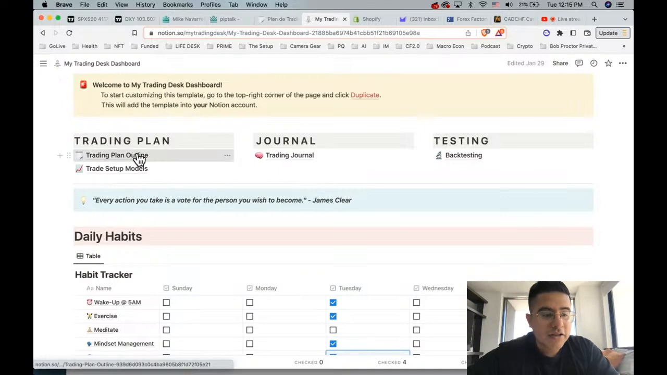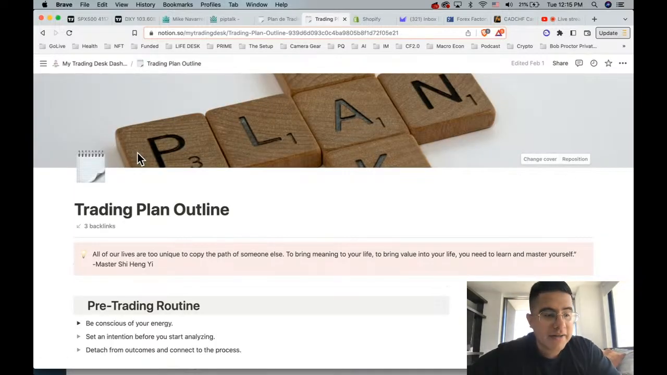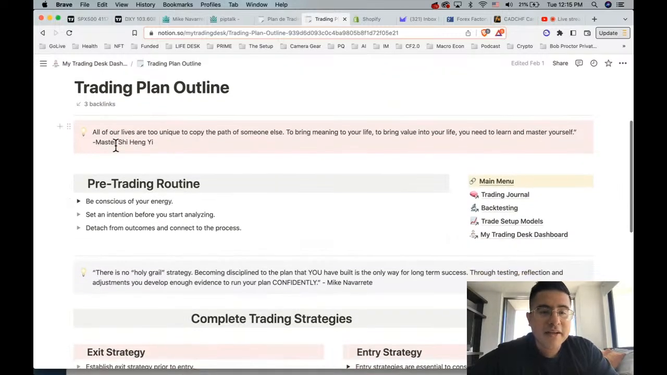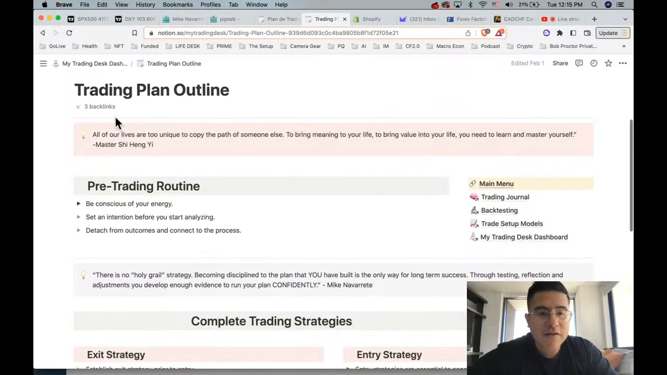We went over that. So the trading plan outline, right? The trading plan outline. So here I have a quote that's all of our lives are too unique to copy the path of someone else. To bring meaning to your life, to bring value into your life, you need to learn and master yourself. All right. You need to learn and master yourself.